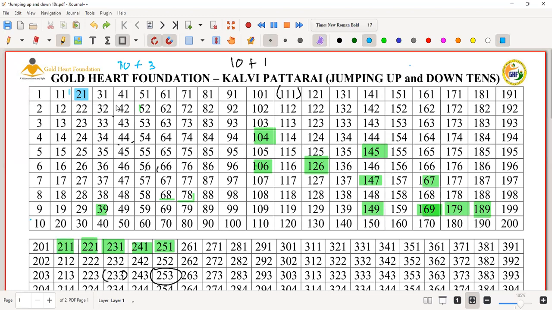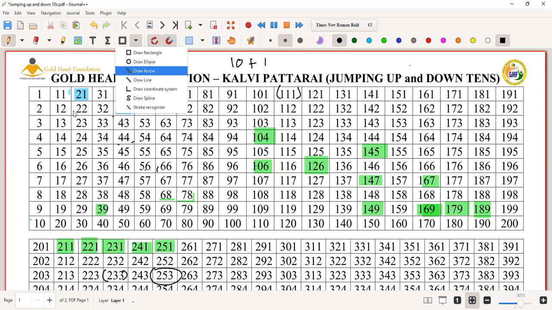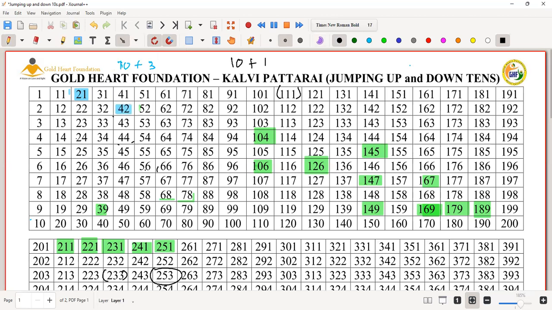For adding 10, I have to move horizontally this way. For adding 10, I have to move horizontally like this. If I'm going to add 20 to 24, I'll be moving two steps here. 34, 44. If I'm adding 10 to 74, 74 plus 10, 84. All right. This is the first day. So I will stop at this point.